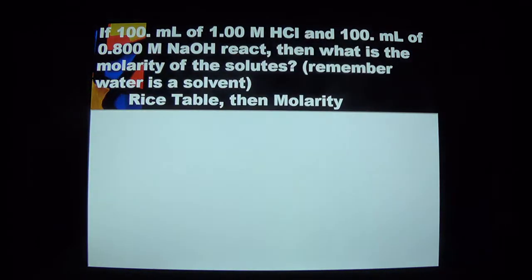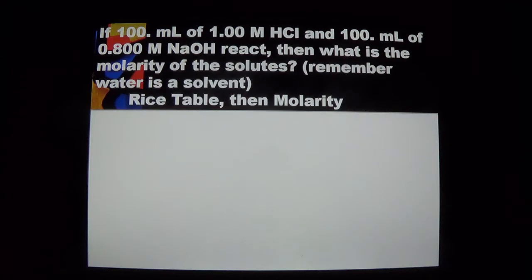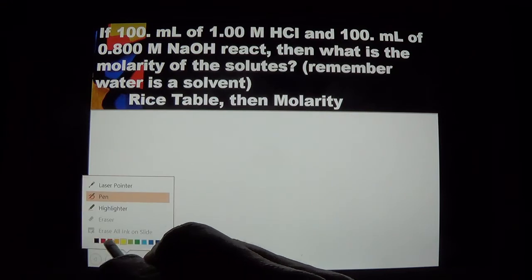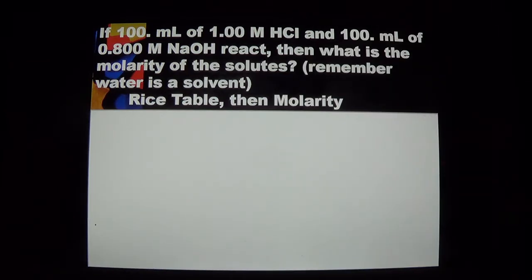All right. I have 100 milliliters of 1 molar hydrochloric acid and 100 milliliters of 0.800 molarity sodium hydroxide. I want to know the molarity of the solutes. Okay, now remember then, water's the solvent. Okay, so what's that leave? If I'm asking the molarity of the solutes and water's the solvent, what's that leave?